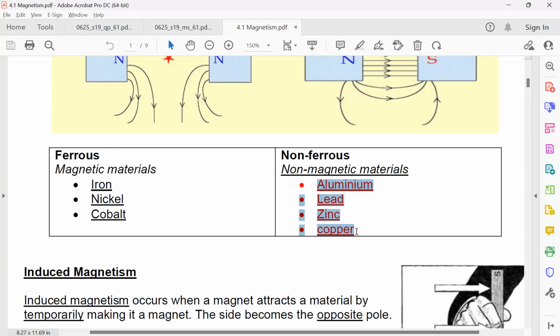And steel, all right. Make sure you wrote the word steel there also on the ferrous part.